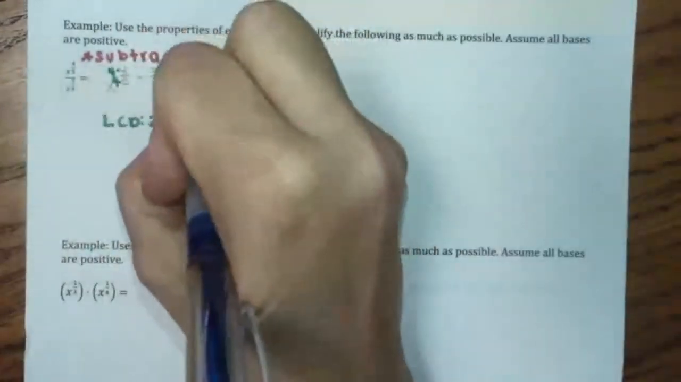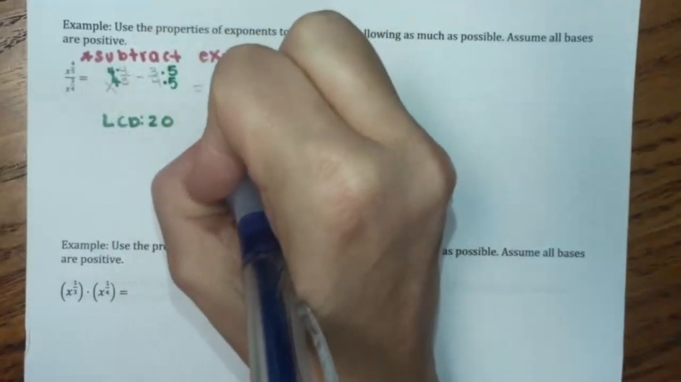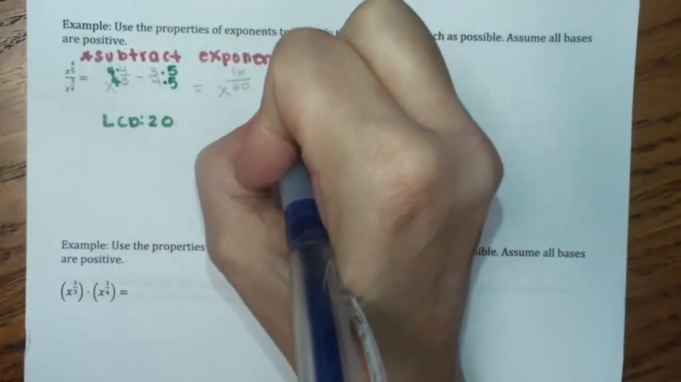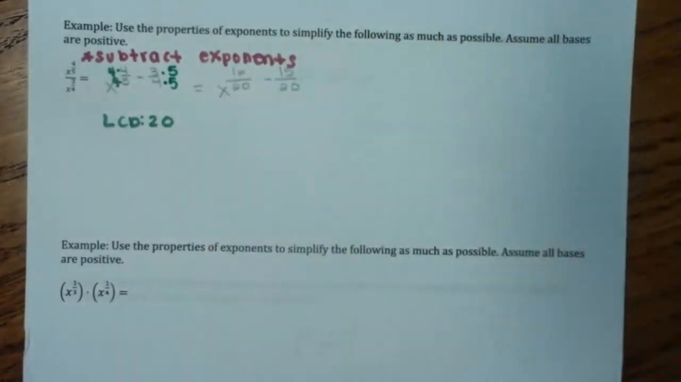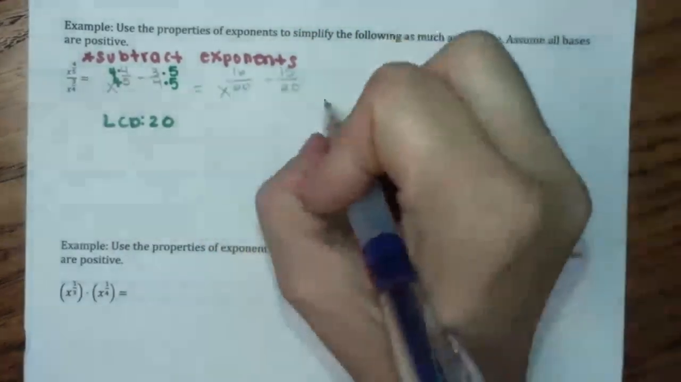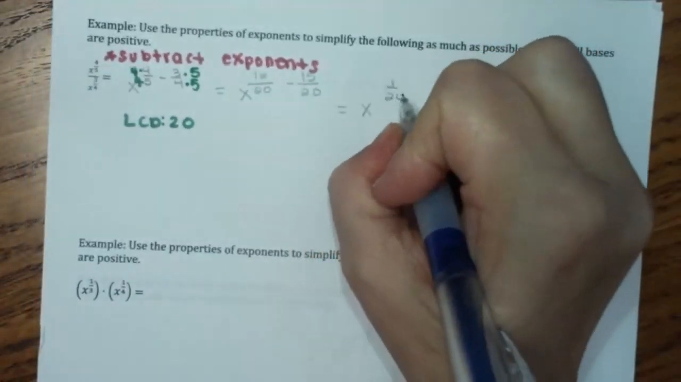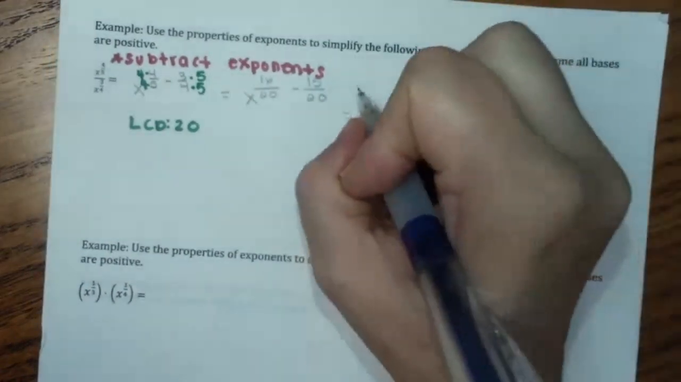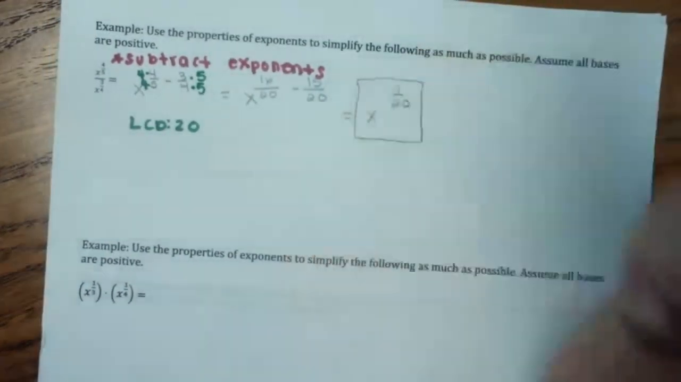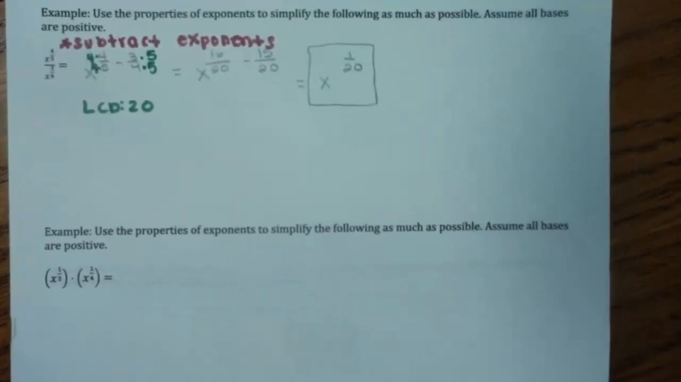That'll leave us with x to the 4 times 4, which is 16, divided by 4 times 5, which is 20, minus 3 times 5, which is 15, divided by 4 times 5, which is 20. So now I have x to the power of 16 twentieths minus 15 twentieths. So now combining like terms, I get x to the power of 1 over 20. Everything's positive. We're done. Final answer is x to the 1 over 20th power.